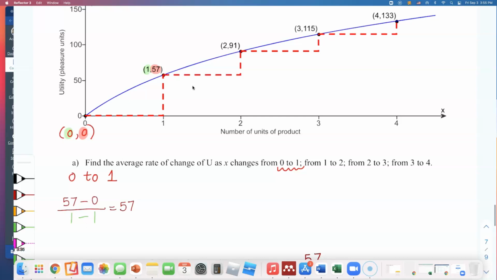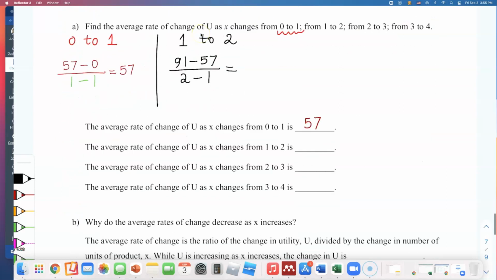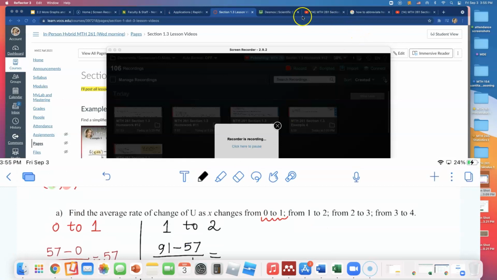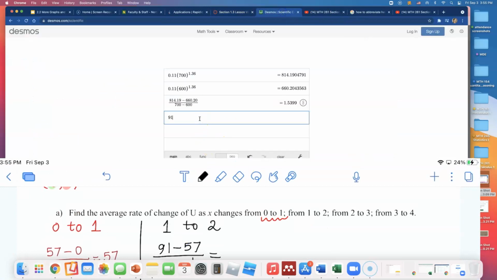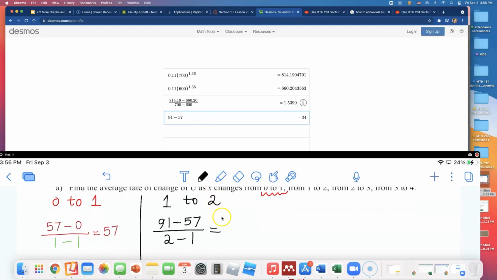All right, let me do the second one. It's a lot of work. From 1 to 2, what's the slope? It goes to 91 from 57. So I will have to do 91 minus 57 over 2 minus 1. In that 1 unit difference, my pleasure unit increased from 57 to 91. So 91 minus 57 divided by 1 is 34.